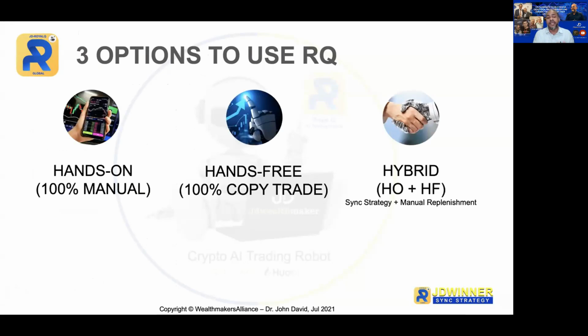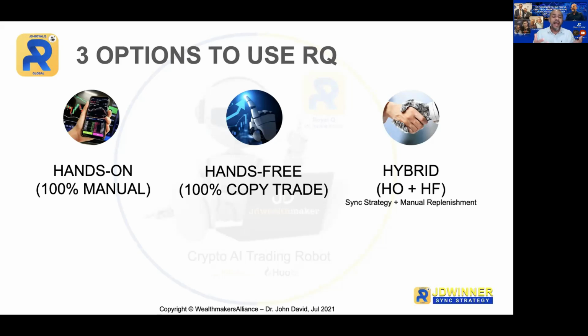The first option is the hands-on. This is 100% manual. Can you see that? What do I mean when I say manual? You need to decide the trade settings. You need to decide the coin selection, so you need to study the market. Which are the coins that you're going to select? And you need to decide the trade settings, in terms of the margin calls and so on. So this is 100% manual.